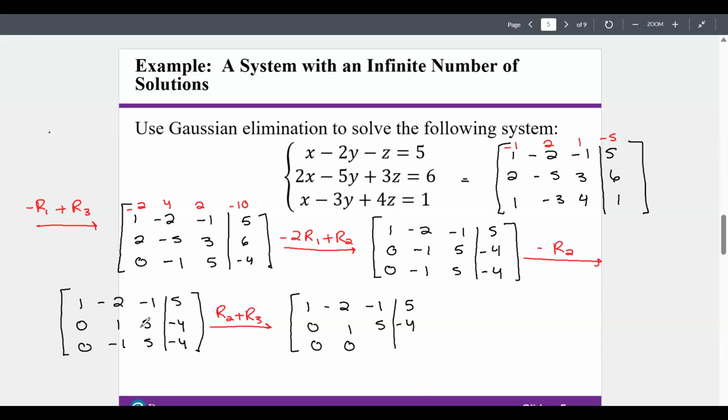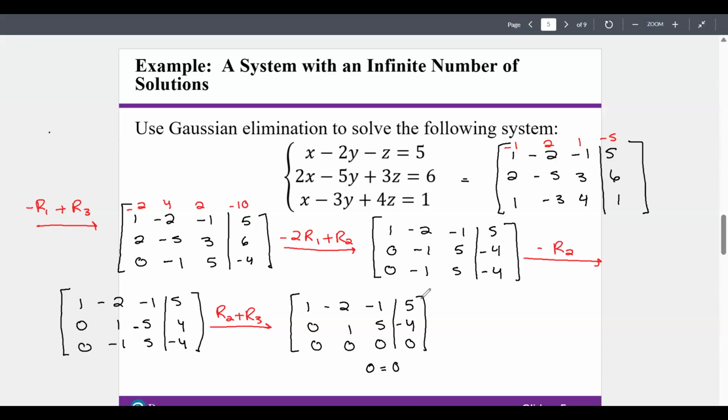Oops, there's a typo I made here. I had these ones backwards because I was changing everything to put a negative there. That should be positive 1, negative 5, positive 4. But anyways, negative 5 plus 5 is 0. 4 plus negative 4 is 0. So this row disappears. We get 0 equals 0, which is okay. We just can't have 0 equals 4 or 0 equals 5 or something like that.